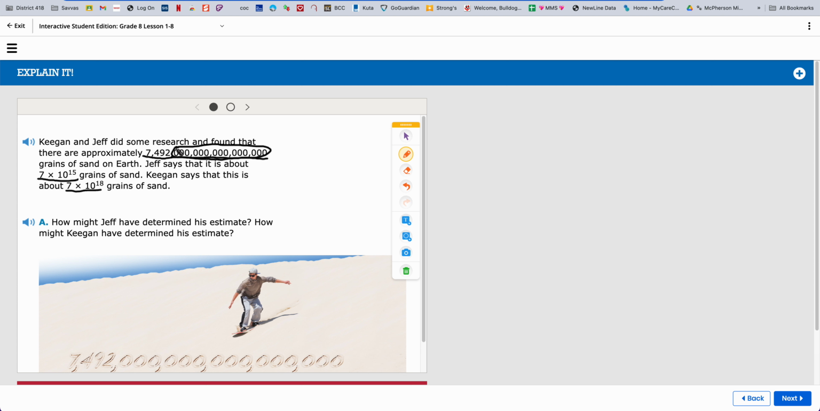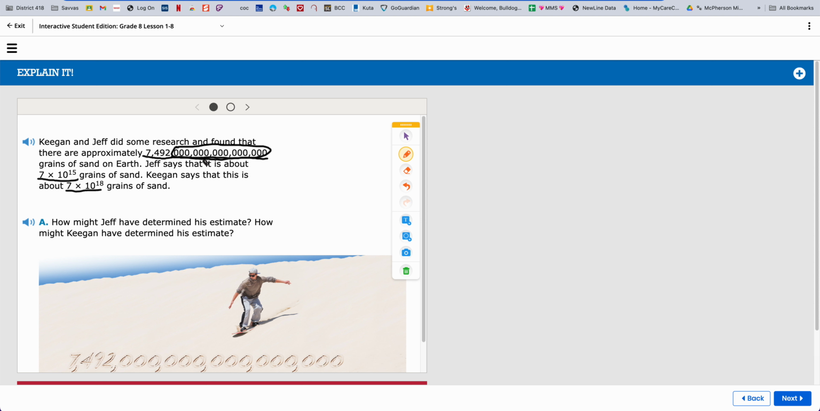Okay, he counted the place values of all of the digits after the 7, right? How many place values come after the 7? 18 place values come after the 7. Jeff only counted the zeros. Who do we think is probably correct here? Keegan. Keegan counted all of the place values. He accounted for all of the numbers after the 7 by saying 10 to the 18th power. But Jeff only accounted for these zeros. Well, if he only counts the zeros, then we left 3 place values out.